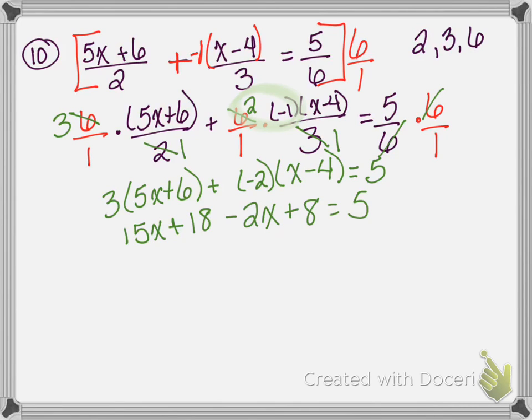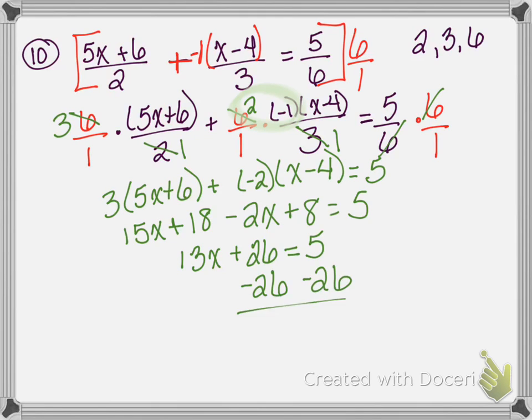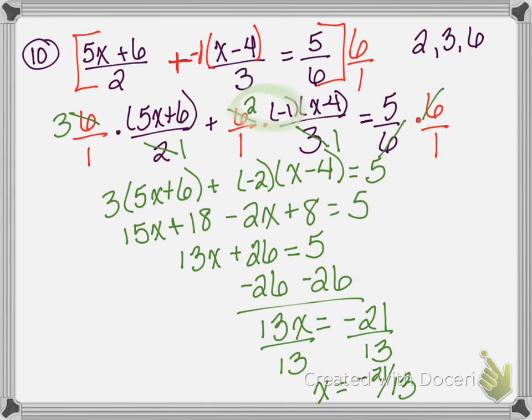So now I'm going to do 15x and negative 2x. So I have 13x. 18 plus 8 is 26. And then I have 5. My next step is to subtract 26 from both sides. I'm left with 13x equals negative 21. I divide by 13. x equals negative 21 over positive 13.